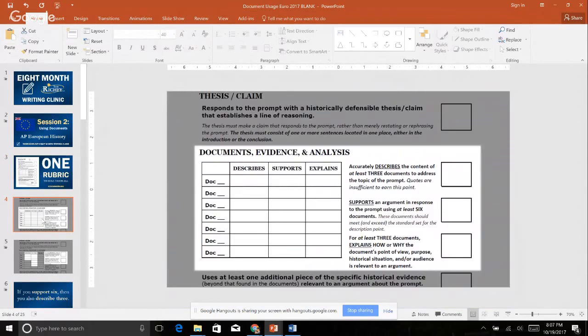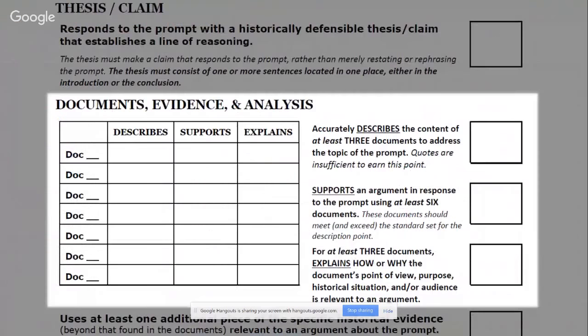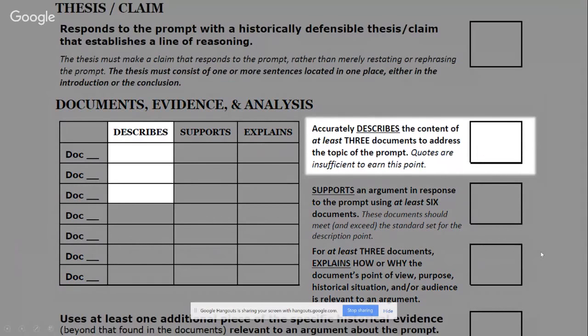Now, we are going to be focusing on how to score 2 of the 3 document points this time. We've got 3 points. The other one we're going to save because it's a more advanced skill, when we think about POV analysis, HIP analysis, all of that. What we're going to be focusing on this time is, first of all, accurately describes the content of at least 3 documents to address the topic of the prompt. Quotes are insufficient to earn this point.